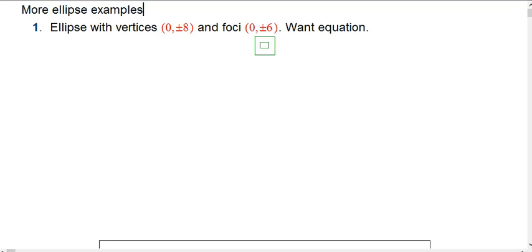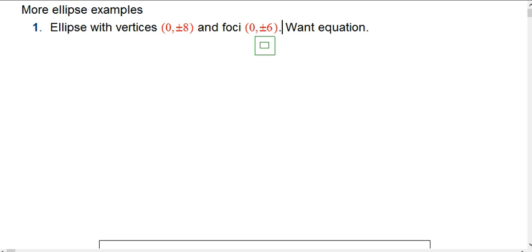Here's a few more ellipse examples focusing on connecting the geometry to the algebra. So we have an ellipse that's known to have vertices (0, ±8), so on the y-axis, and foci (0, ±6), also on the y-axis. We want the equation of the ellipse.